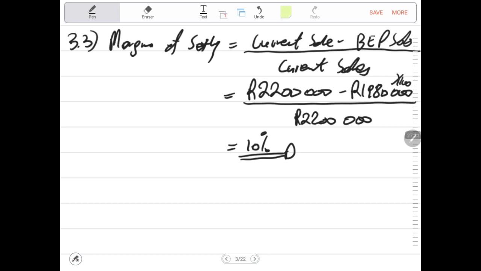What does the margin of safety percentage mean? This means, in simple terms, if the sales of the company decrease by 10%, it is still safe for the company because the company will not make a loss. Meaning the margin of safety is the safety position up to before the company can start making a loss.